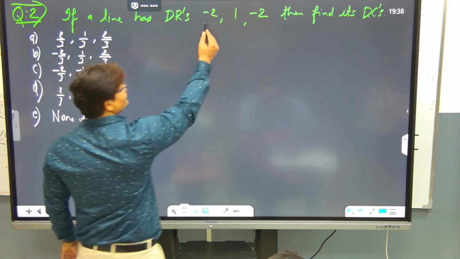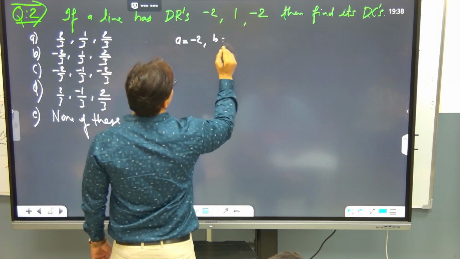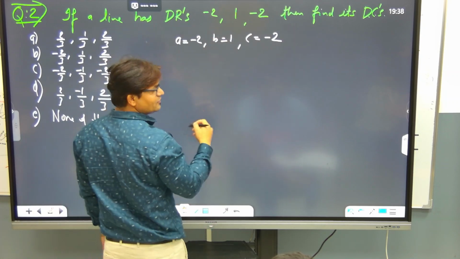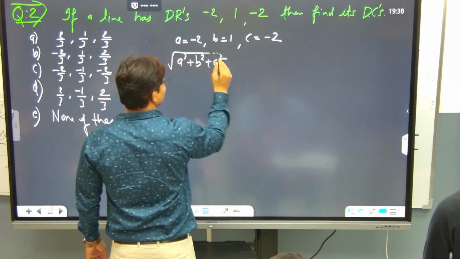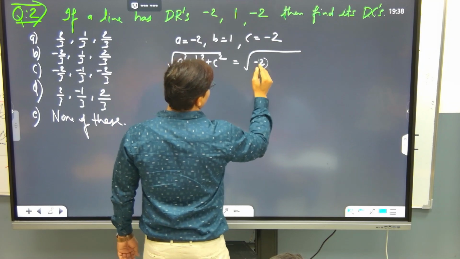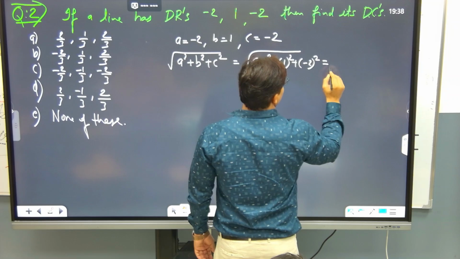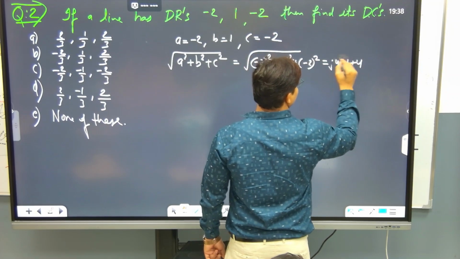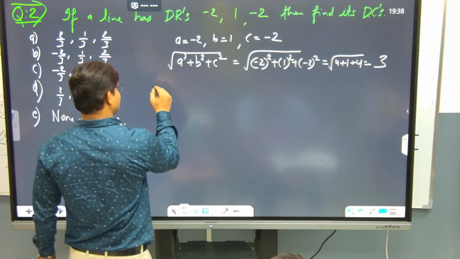Here we have the values -2, 1, -2. So we know that A is -2, B is 1 and C is -2. First we can find the magnitude of that, that is root of A square plus B square plus C square. -2 square plus 1 square plus -2 square is 4 plus 1 plus 4, that is 9. Root 9 is 3.